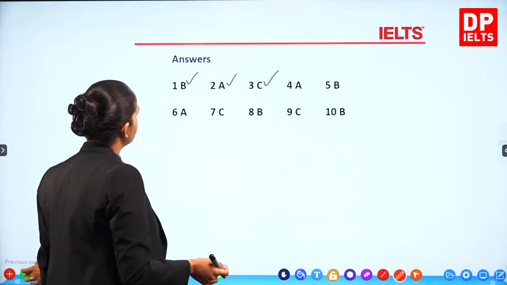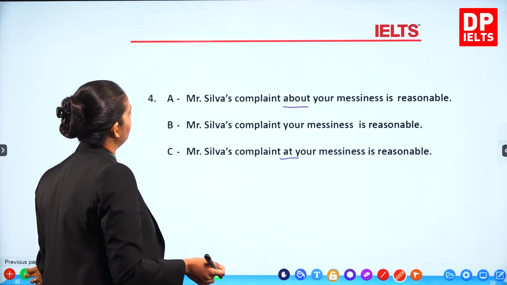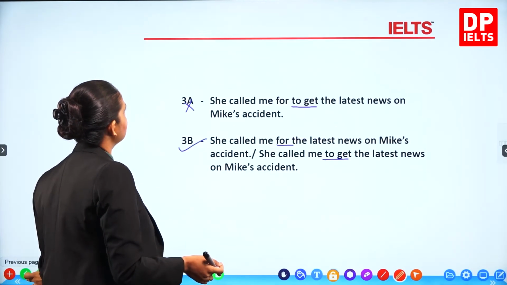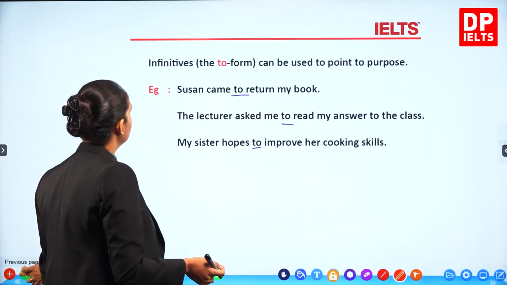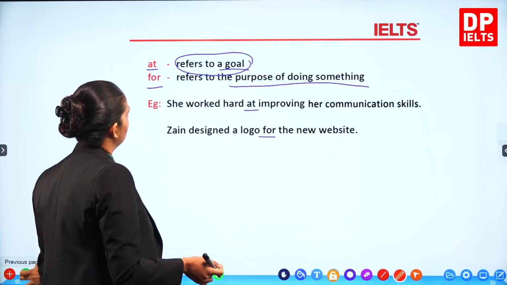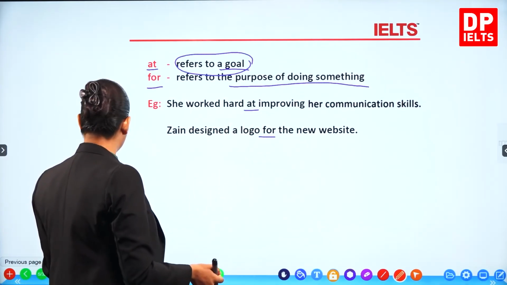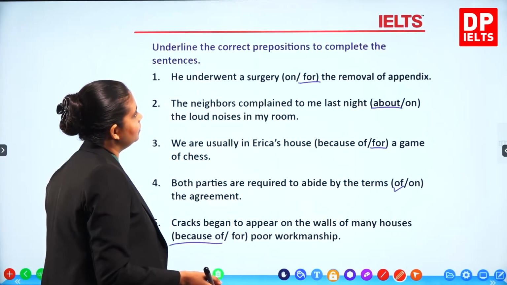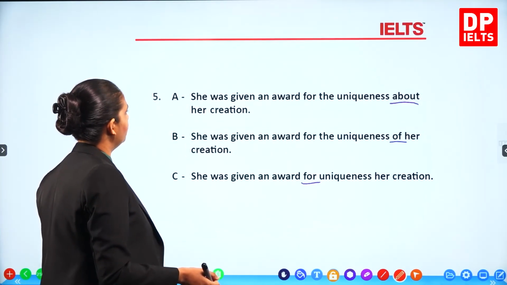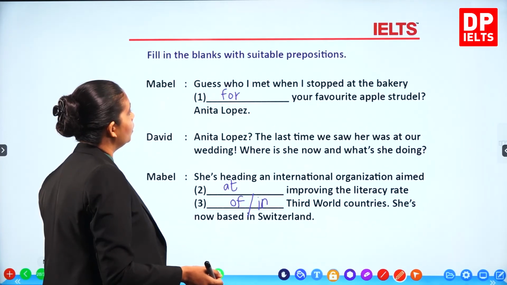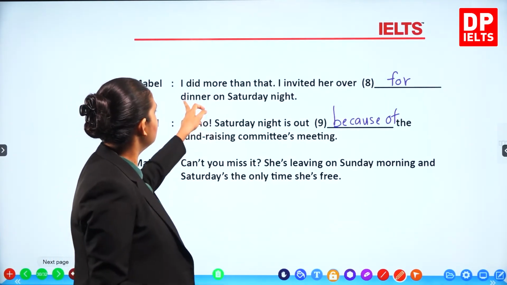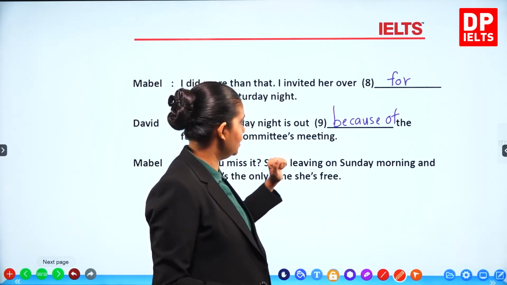Now, why would I say for dinner? Again, if you can't remember, you have to go back and see all the rules, right? You just can't think, okay. It's the purpose of doing something, right? So why did you invite her for dinner? Because you wanted to catch up with her. So you did something more than just that, okay? I invited her for dinner on Saturday, right?